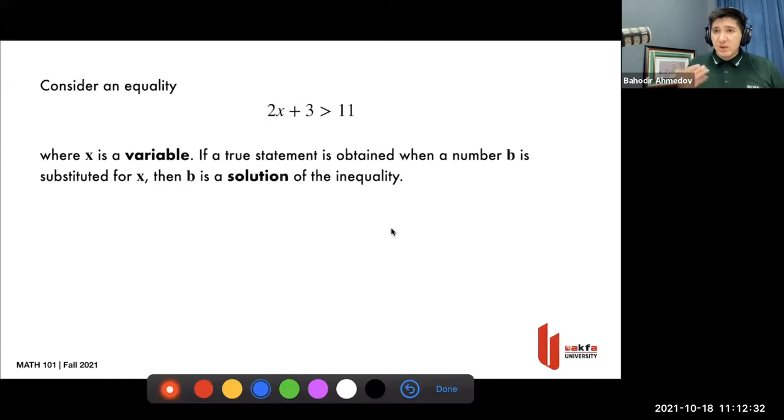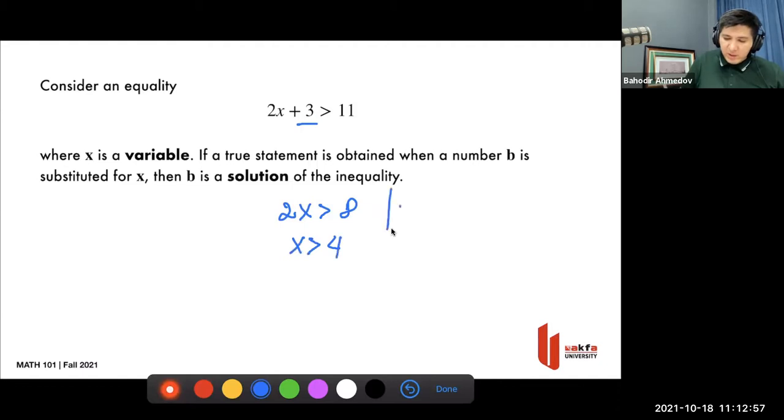So let's try to solve this inequality, for example, using the same principles we used for the solutions of equations. Do you remember what we did? We need to get rid of everything around the x. First of all, I'm going to get rid of the 3, so subtract the 3 from both parts. It becomes 2x is more than 8. Now I'm going to divide both sides by 2. It becomes x is more than 4, right? Okay, so x is more than 4.